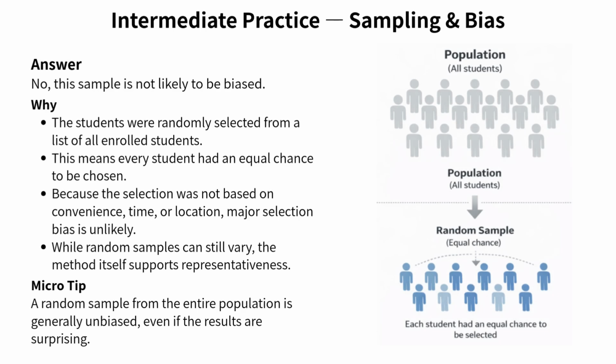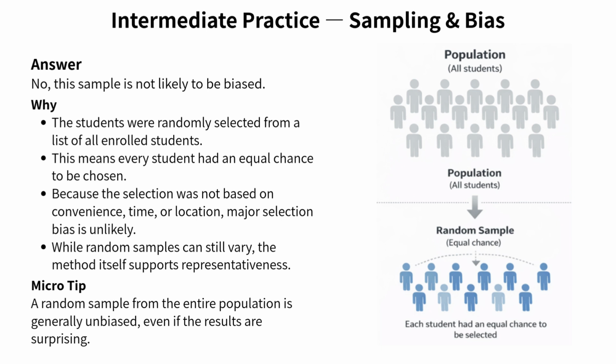The correct answer is no, this sample is not likely to be biased. The most important detail is how the students were selected. The school randomly chose 200 students from a list of all enrolled students. This means that every student in the population had an equal chance to be selected, regardless of their schedule, location, or preferences. Because the selection was random and not based on convenience, the sample avoids the main source of bias we saw in the beginner example.